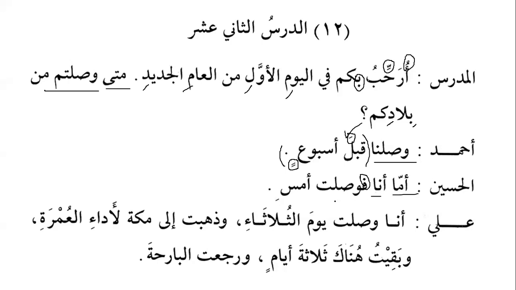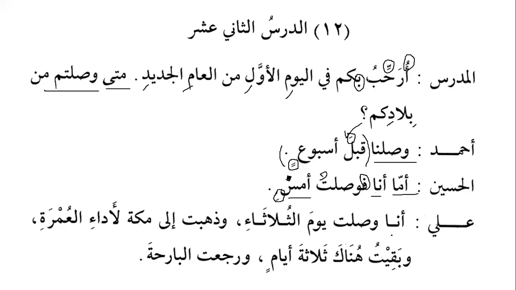So, "amma ana fawasaltu amsi", and as for me, I arrived yesterday. We know that amsi is maf'ul fihi, but it is mabni al kasra. Even though the original construction should be "wasaltu amsa", we know that this is mabni al kasra. That's why we will say that this is maf'ul fihi, and it is in the place of maf'ul fihi. So this is mahallan mansub.